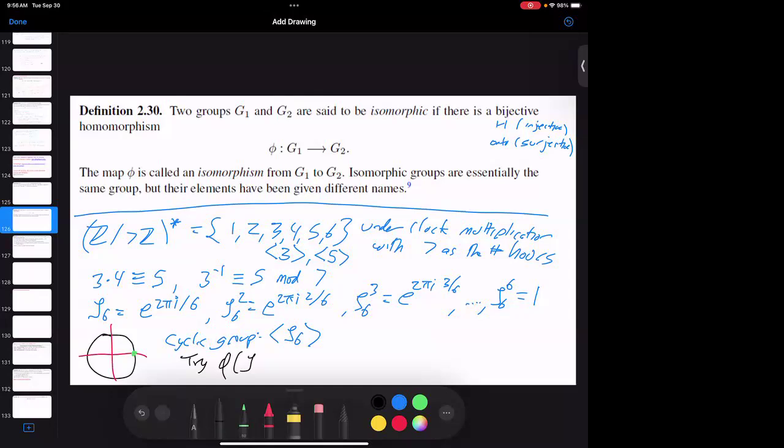Try phi of zeta of 6 equals what? That would be a good thing to try if you want a group isomorphism. I know Z mod 7Z star is cyclic, generated by 3 and 5. I know this group is cyclic, generated by zeta of 6. What should I try sending zeta of 6 to?